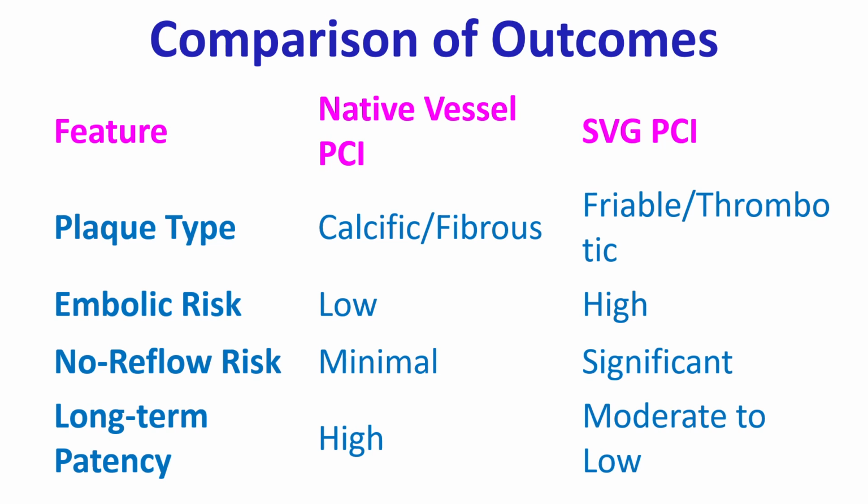Plaque type in native vessel PCI: calcific or fibrous. In SVG, it is friable and thrombotic. Embolic risk is low for native vessel PCI while it is high for SVG PCI. No reflow risk is minimal in native vessel PCI but significant in SVG PCI. Long-term patency is high for native vessel PCI, moderate to low for SVG PCI.